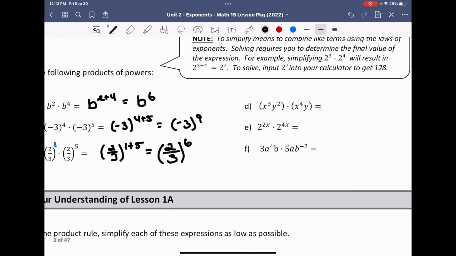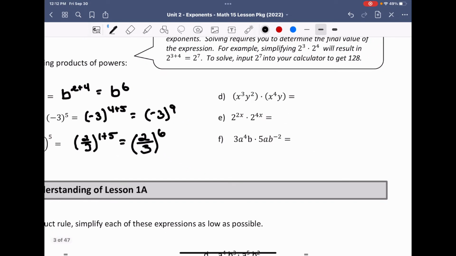Now, what if I go to part D here and I see that I have two variables, an x and a y? Well, right away, I want to identify any variables that do not have an exponent. In this case, it's y. y needs to have a 1 here. It's not 0, it's 1. If it's not written, it is definitely 1 there. Now I go x cubed times x to the 4. The common base is x. I add 3 plus 4. That gives me x to the 7th power. I look at my y's and I have y squared times y to the 1. That's a common base. I add their exponents. 2 plus 1 is 3.